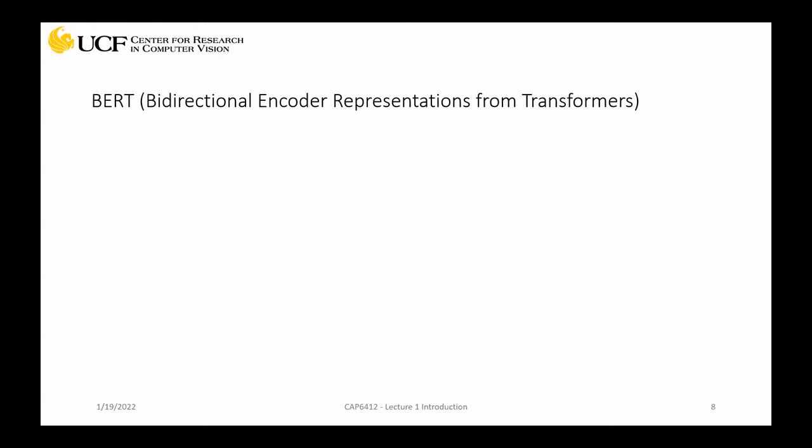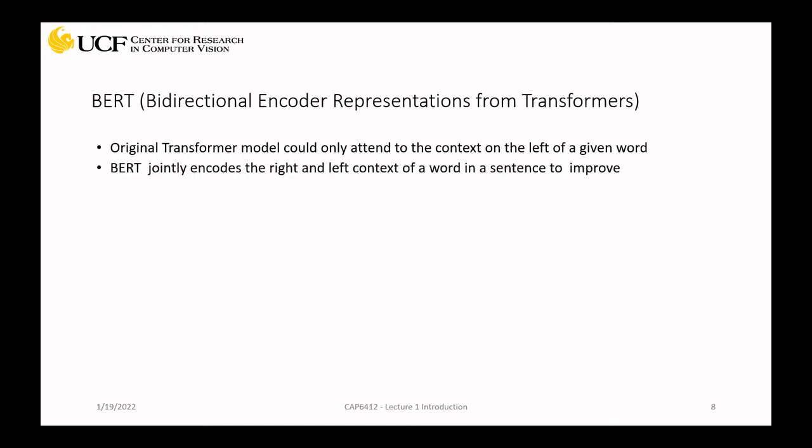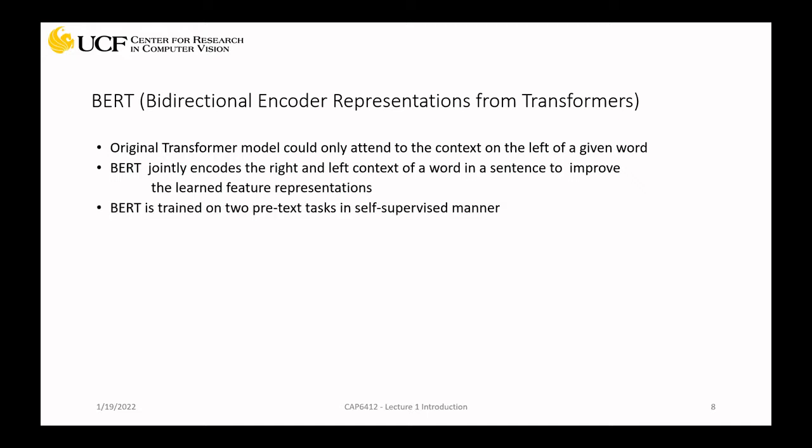So just a simple introduction to BERT. It is an encoder representation and used for natural language processing. So the original transformer will attend only to the context on the left of a given word, because, as we'll learn, this is used for machine translation. So it will look at the particular word and all the words it has seen before, but not the words on the right side. And that's what BERT does. So that's why it's called bidirectional, and it improves the learned representation.